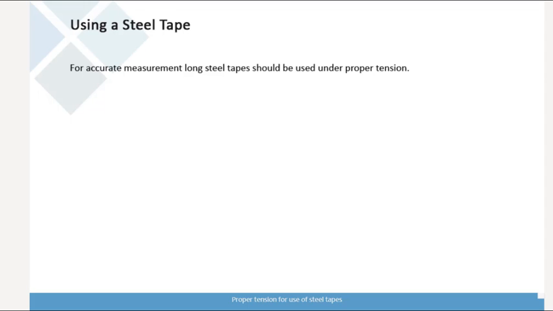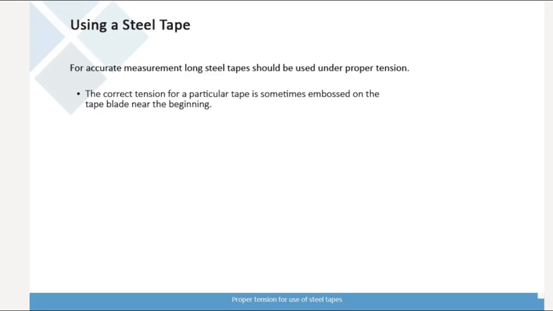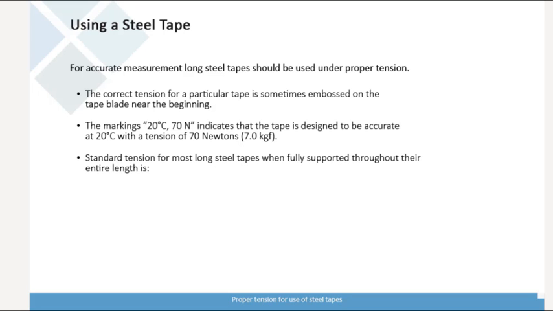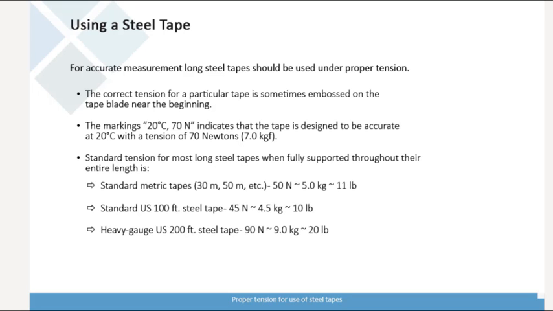For accurate measurement, long steel tapes should be used under proper tension. The correct tension for a particular tape is sometimes embossed on the tape blade near the beginning. If you find the markings 20 degrees Celsius, 70 N, then the tape was designed to be accurate at 20 degrees Celsius with a tension of 70 newtons or 7.0 kilogram force. Standard tension for most long steel tapes when fully supported throughout their entire length is shown.